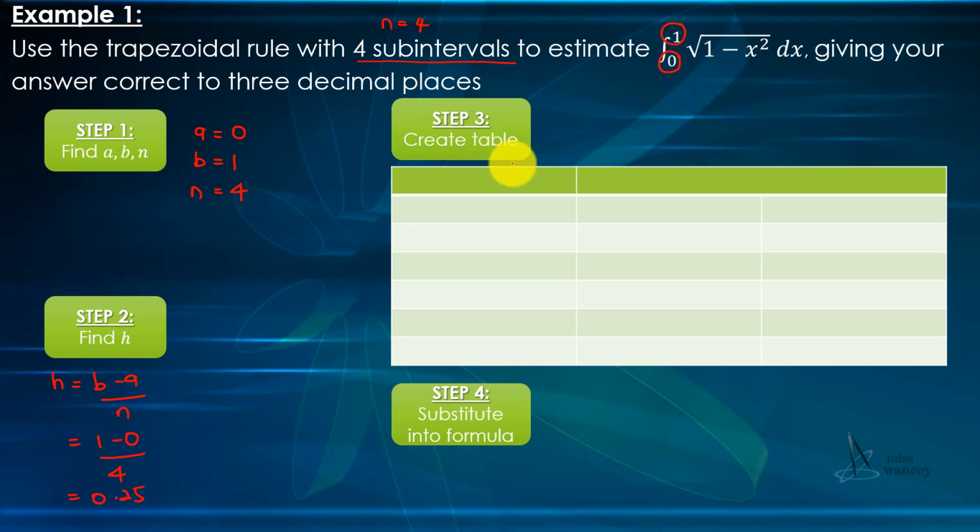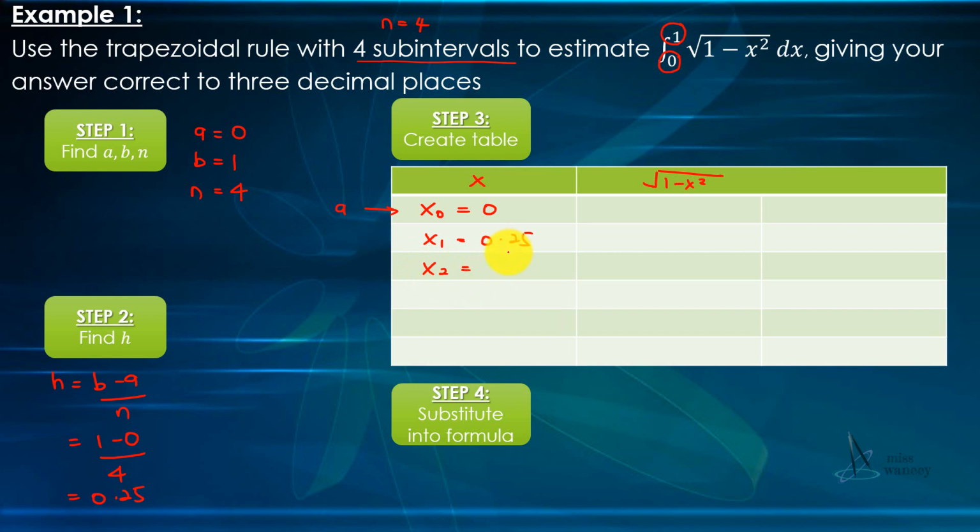We're going to create our table. So this is for our x and this is for our function. So the function is the square root of 1 minus x squared. So firstly, for the value of x, we should start with x naught. This one refers to your lower limit. So the limit is a. So x naught is equal to 0. Adding the h, x1 is equal to 0 plus 0.25. So 0.25.